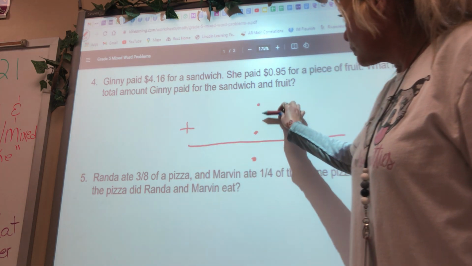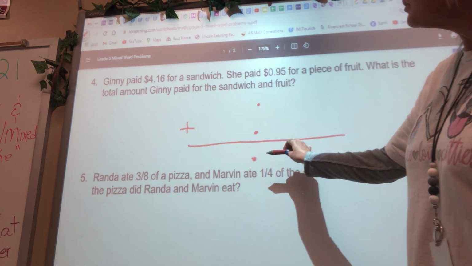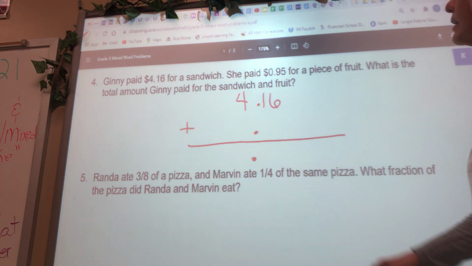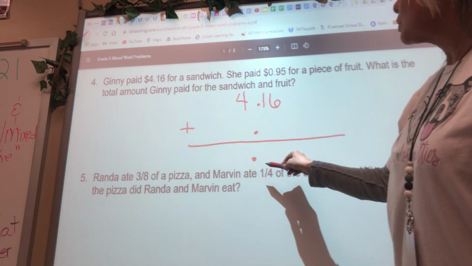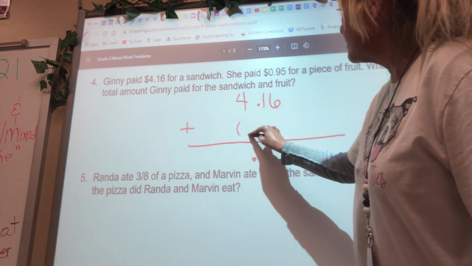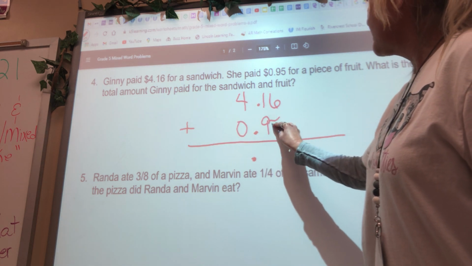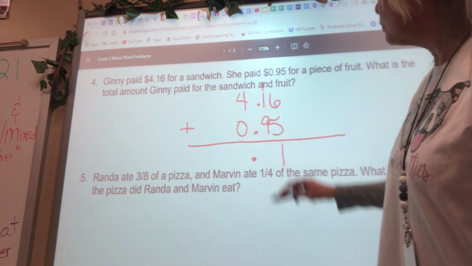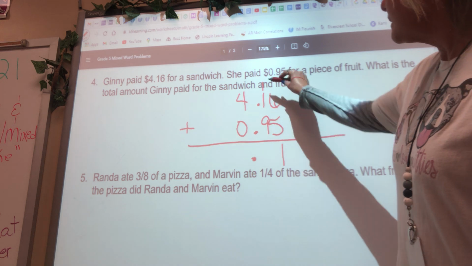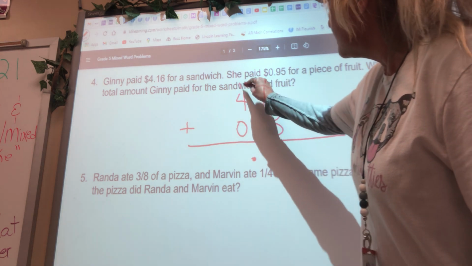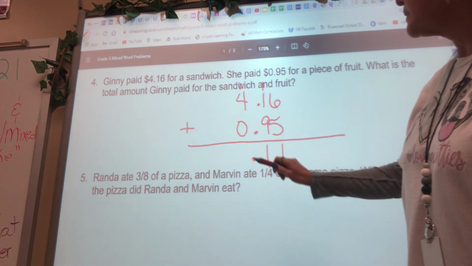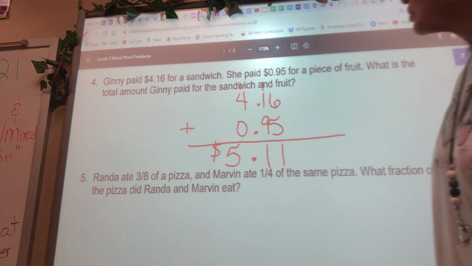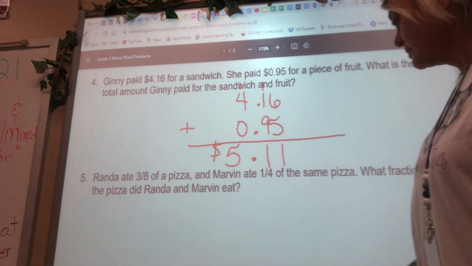So we're adding, and when we add the decimals, we keep them lined up. So we have $4.16. And now, since I've already got my decimals in there, it helps me get it lined up correctly. I had no dollars and 95 cents. Okay, so 6 plus 5 is 11. Carry the 1. 1 plus 9 is 10, plus the 1 we carried is 11. Carry the 1. 4 plus 0 is 4, plus the 1 we carried is 5. So in total, Jenny paid $5.11.